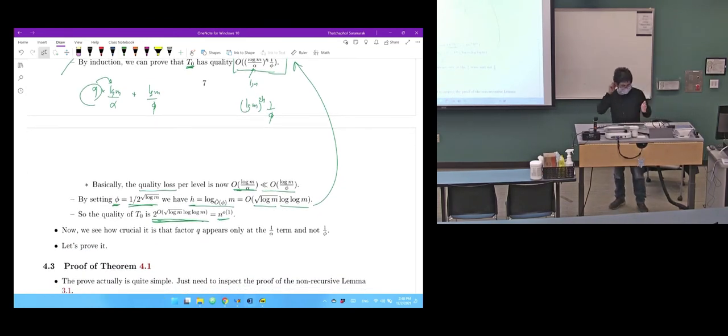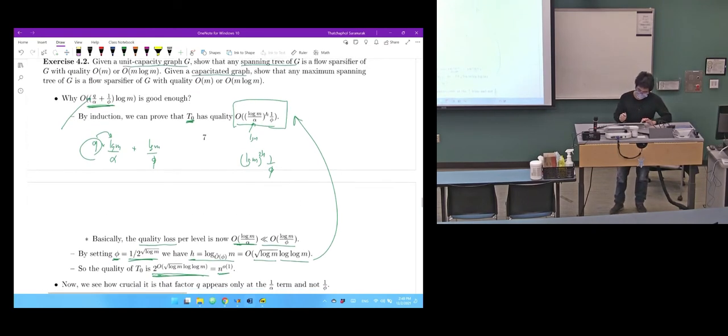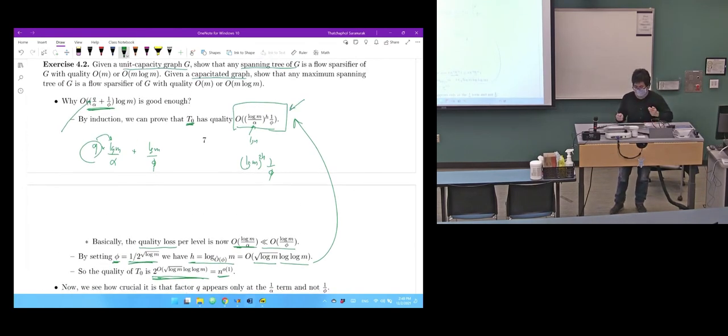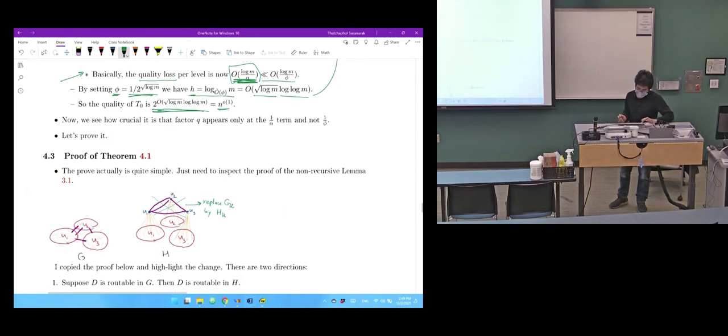Okay. So you see now that this is so crucial. This is why it's so crucial that you pay q in 1 over alpha. So try to prove this yourself. It's a good math exercise. But I guess you get the idea, right? Just because the multiplicative factor is here, so you kind of pay it here.